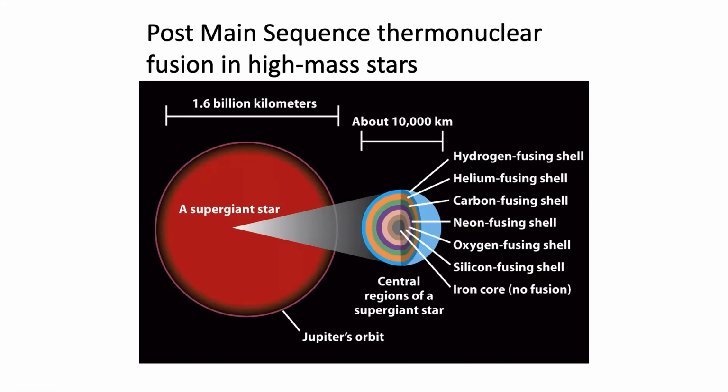Once a star begins to build up inert iron in its core, the star is basically on its last legs, because iron will never, ever fuse into a heavier element to release energy. So why is that? Why do stars die with iron?